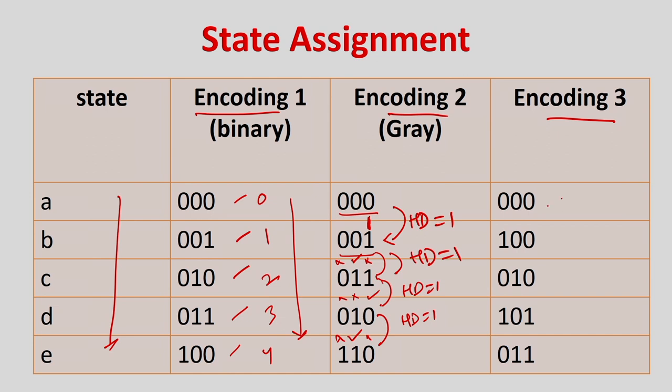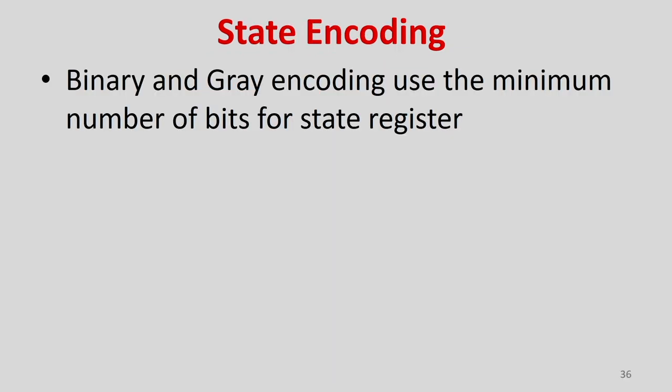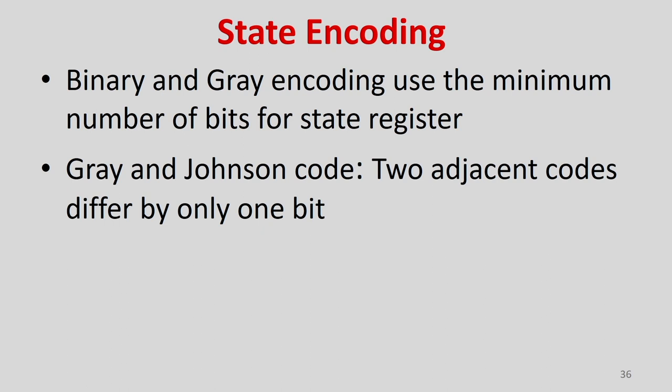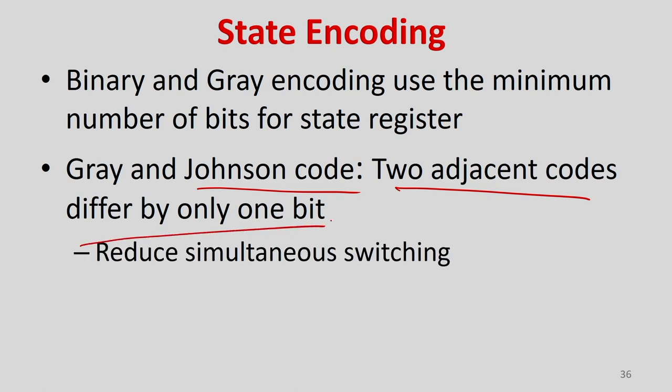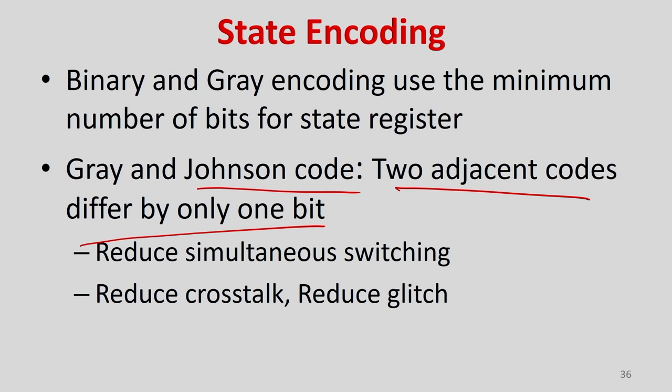And this is yet another encoding. Binary and gray code encoding use the minimum number of bits for the state register. There are gray and Johnson codes, where two adjacent codes differ by only one bit. Johnson code is also similar. So, they reduce simultaneous switching because the Hamming distance between two adjacent codes is 1. It cannot be 0, because two states need different codes. Every state needs a unique code, so the minimum is 1. Whenever you use minimum distance code, it reduces crosstalk and glitches.